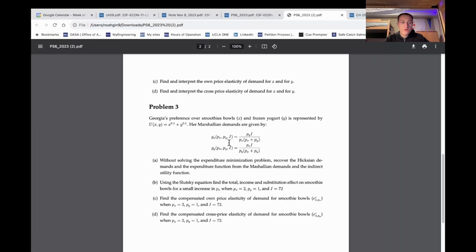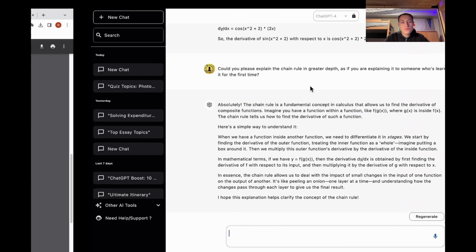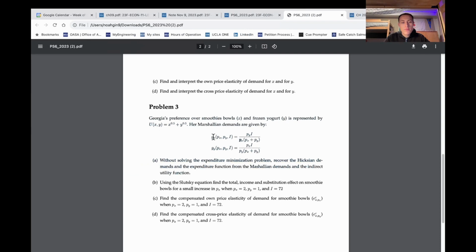So right here, you have an economics problem, this one in particular, part A of problem 3. And so it asks to solve this. Now, if I try to just copy and paste this whole thing into ChatGPT, it's not going to properly convert this into the prompt. And as a result, it's going to feed me back information that's more or less irrelevant.